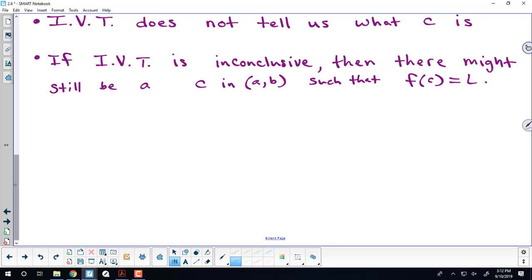So if it's inconclusive, don't make any conclusion. Inconclusive means that you cannot make a conclusion, right? So if it's inconclusive, don't say, well, there is a C still, or there isn't a C. I know that for sure. That's never going to be the case. If it's inconclusive, then you've got to use something different other than this theorem, because this theorem told you nothing.